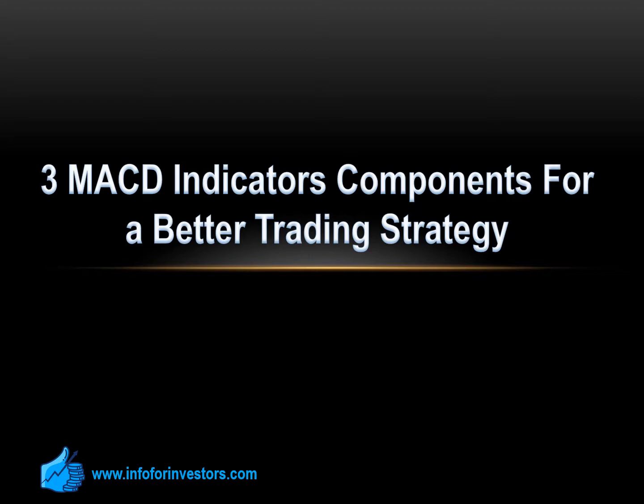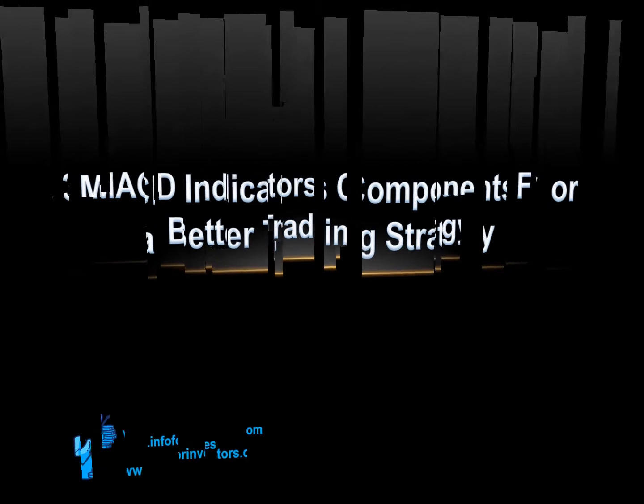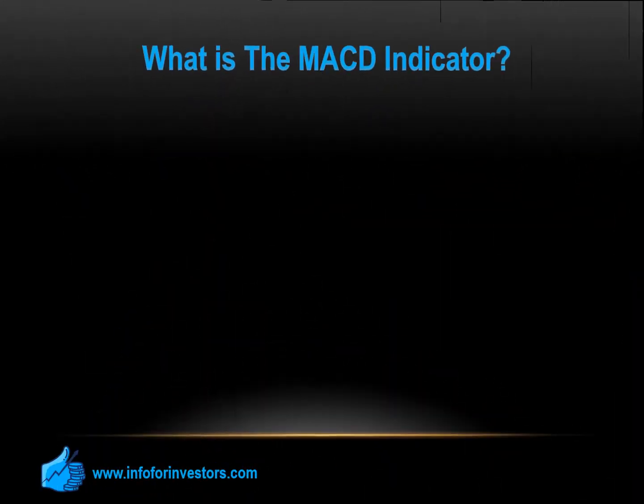One of the most popular mathematical indicators is the MACD indicator, which stands for Moving Average Convergence Divergence. This article will help you understand this indicator in depth, as well as know how to improve your overall analysis skills. So what is the MACD indicator?